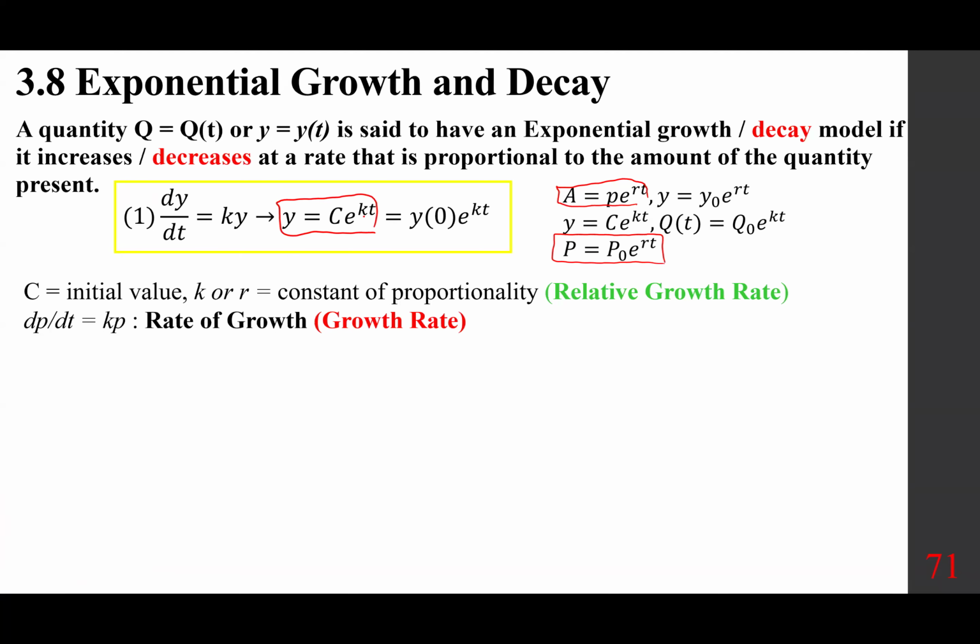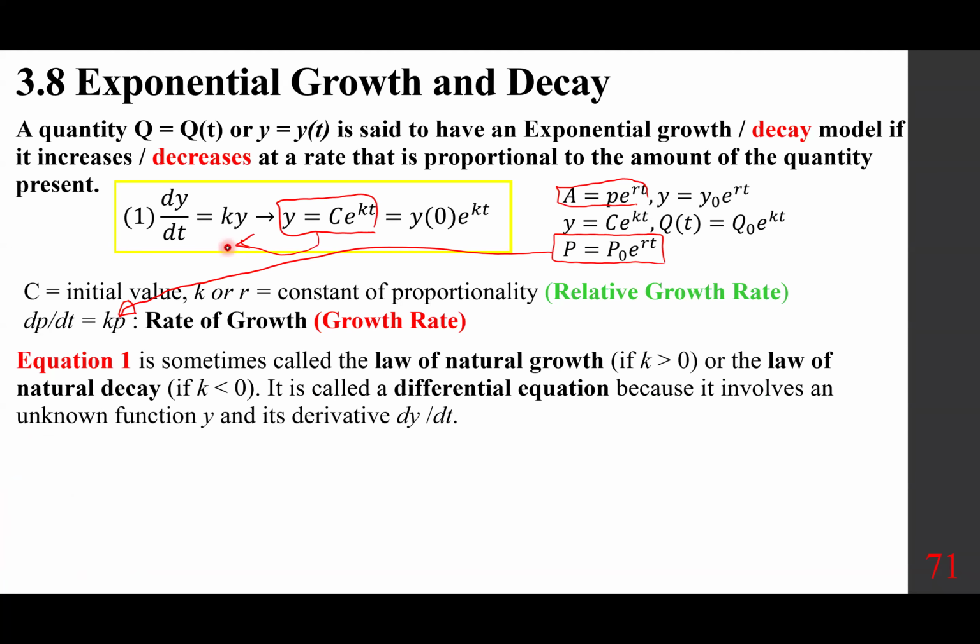So when we use this one, we get this one. If we use this one, my point being, if we see slightly different variables, it doesn't mean the formulas are different. We're referring to the same formula. So the concept is important. Equation one, this one, is sometimes called the law of natural growth if k is positive, or the law of natural decay if k is negative.